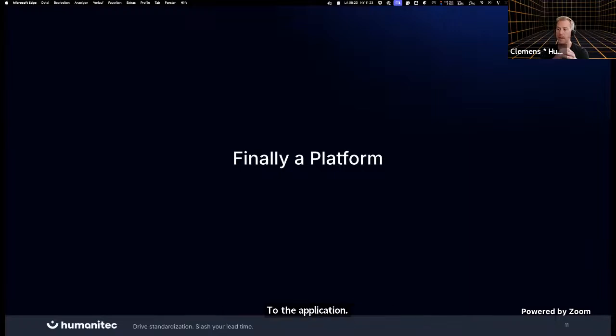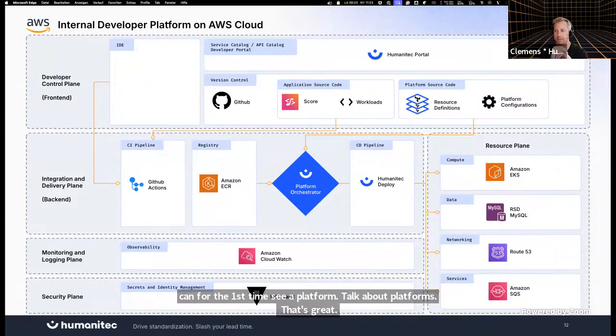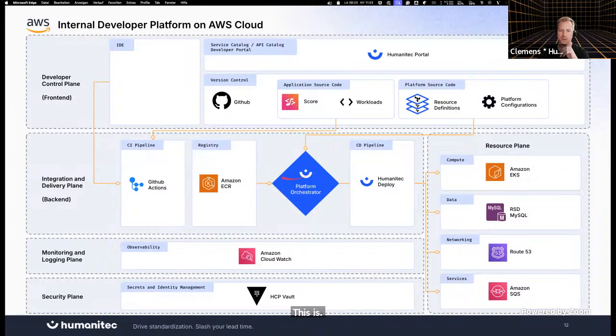So if you think about that, it sounds great, probably solves a lot of problems, but how do you fit that into that one component? So you can, for the first time, see a platform. We talk about platforms. That's great. And this is one of our reference architectures. As you can see, the cornerstone, the orchestrator, sits here in the middle, and it actually orchestrates a few other components to achieve the right outcome.